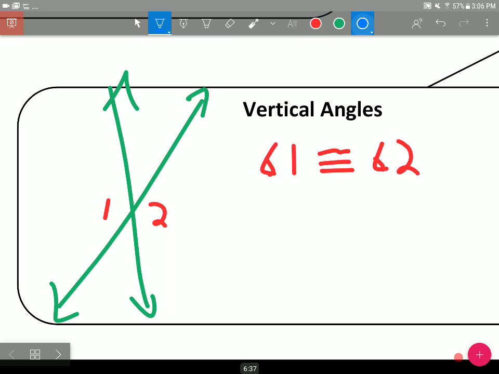So if I know that, what can we say about angle 3 and 4? They're also congruent, exactly. Anytime you have two lines like that, they're the opposite angles. They're called vertical angles. They are congruent. So angle 3 and 4, angle 3 is congruent.